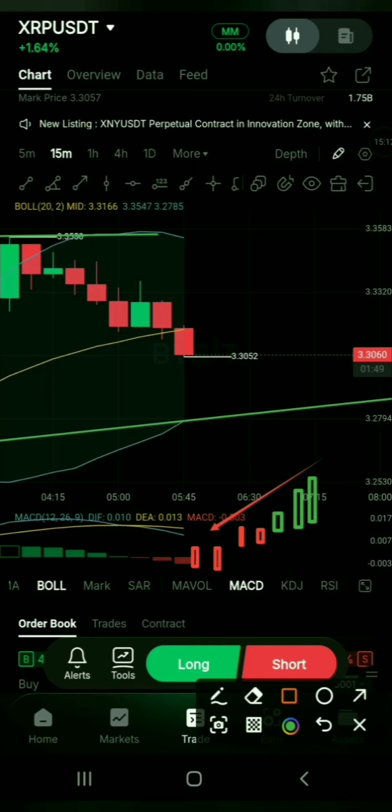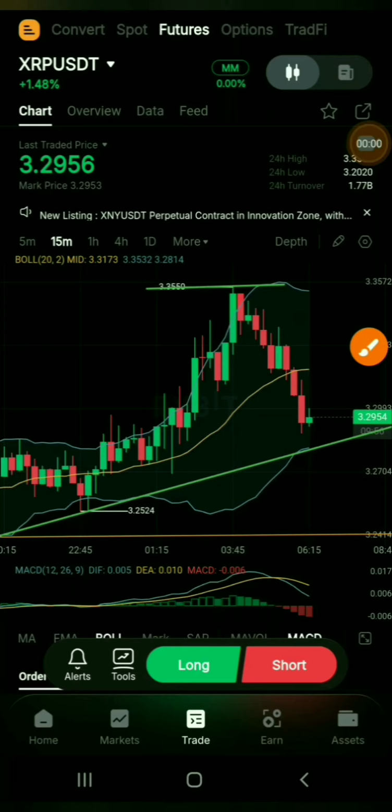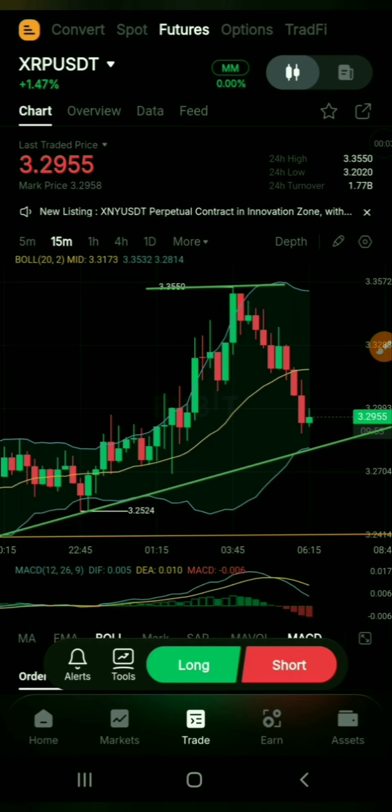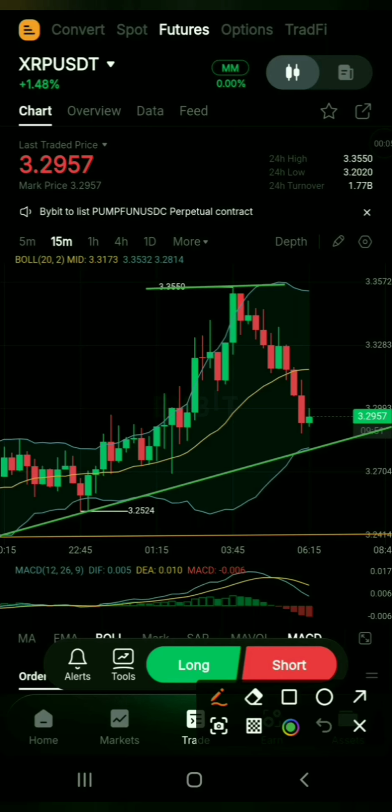So for now, the only thing we have to do is wait for this green histogram slope to start occurring, and then wait for the signal line to cross above the MACD line. Only then can we consider to enter the market and long the position, since our overall trend on the XRP USDT is long.